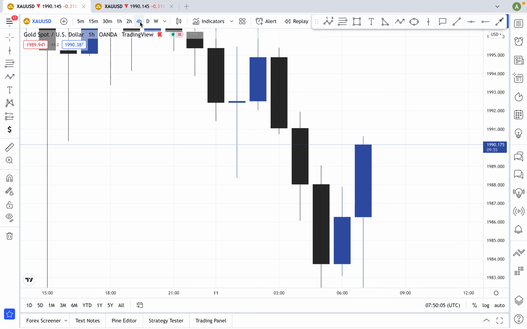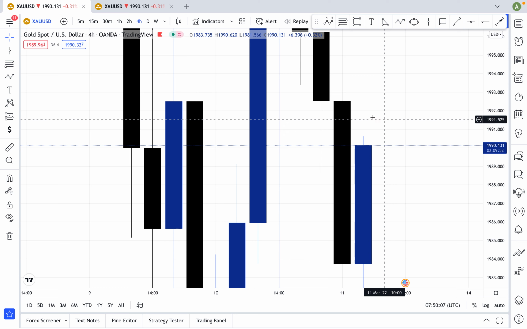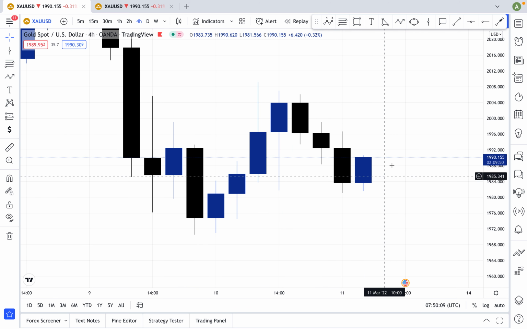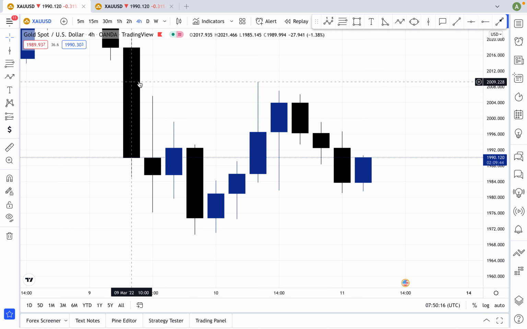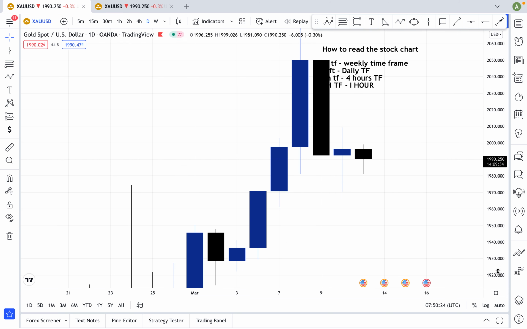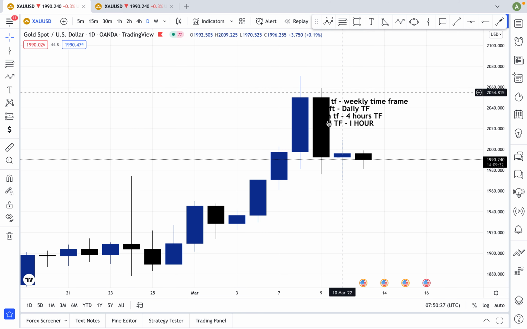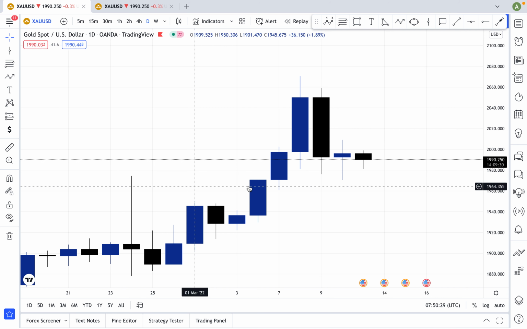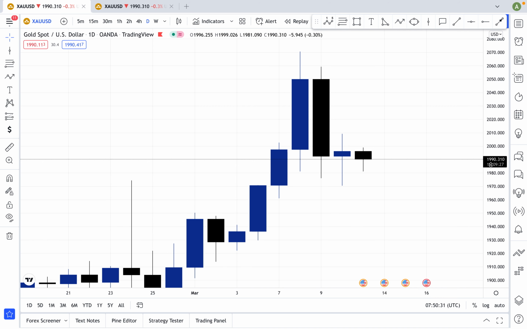If I go to 4 hours time frame, that means each candle you are seeing here is within 4 hours. Everything here happens within 4 hours. See here, this one remains 2 hours to close. Let's go to daily time frame. This happens all within a day. We still have 14 hours to close this for today's market to end. So this is the daily time frame.